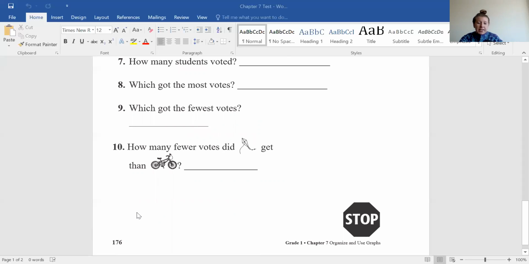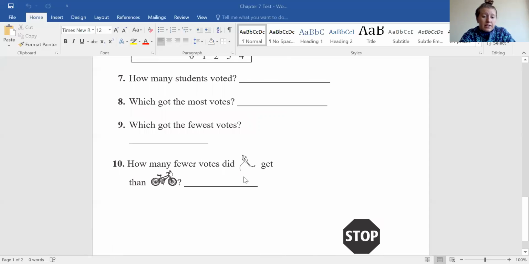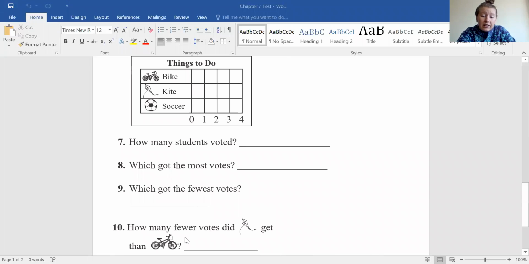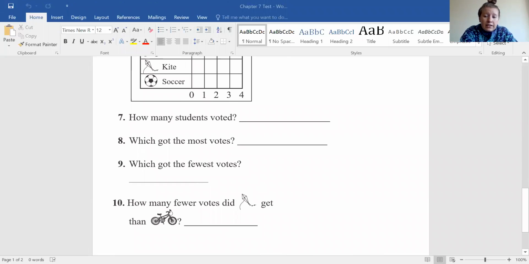Good. And number 10, how many fewer votes did kite get than bike? How many fewer votes? They didn't have the same amount. Kite is less. My question to you is, how many less? Do your subtraction to find the difference, or just look at the graph and write the number of less votes here. How many fewer votes did kite get than bike?